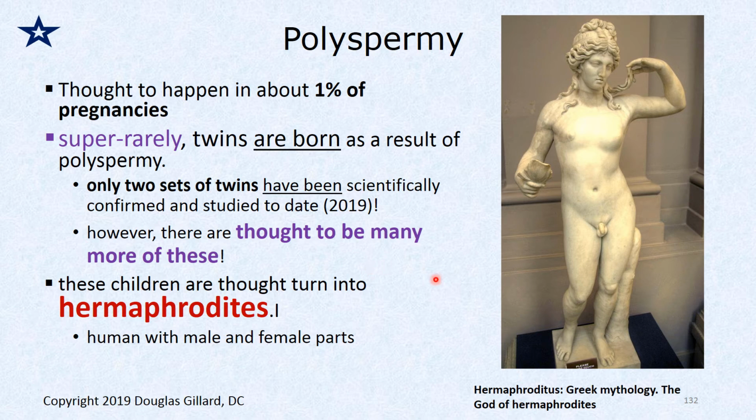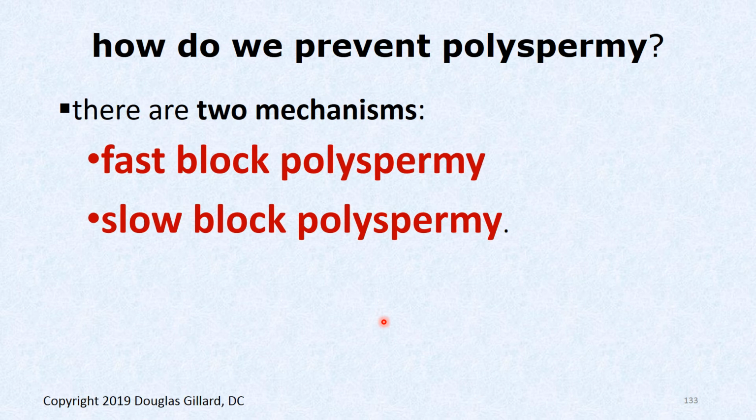So many of these children are called hermaphrodites when you have human male and female parts on the same body. So this is Hermaphroditus, the Greek god. It's super, super incredibly rare. Like I said, there's only 2 that have been studied, although there's thought to be a lot more, and obviously you're not going to let your kids be studied by science. How do we prevent polyspermy?